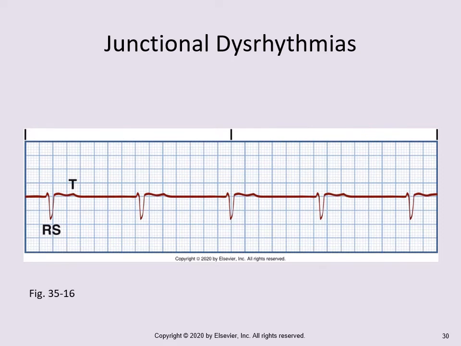Should the rhythm become too rapid, we might see a decrease in cardiac output. We only treat these patients if they're symptomatic. We might give them atropine, but what we're really going to look at is the cause. If it's related to drugs, we want to make sure that we stop that drug and then watch the patient's heart rate and see if it improves. In this slide, you see the picture of the junctional rhythm.